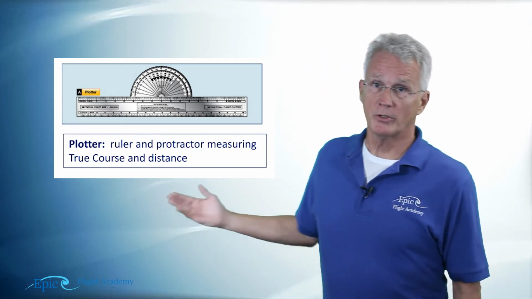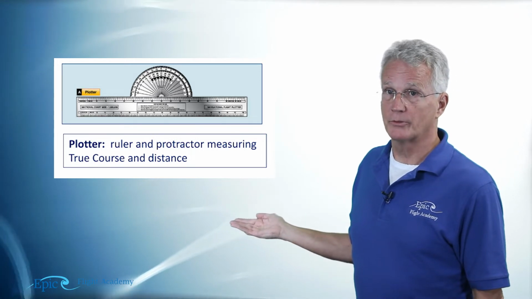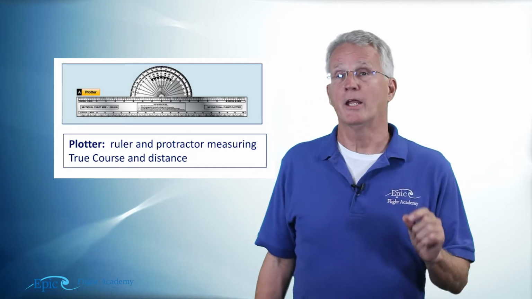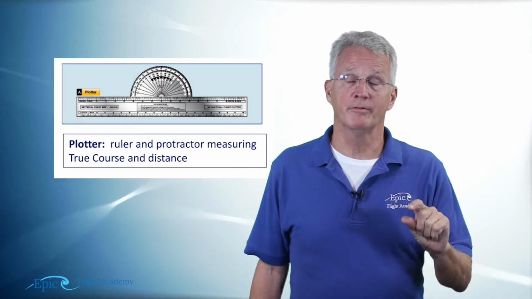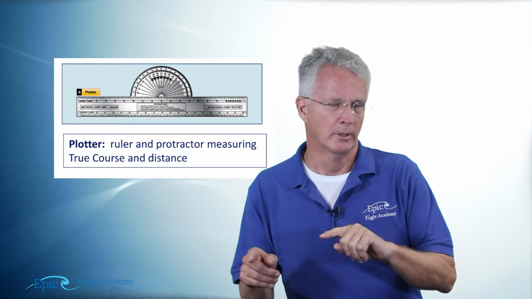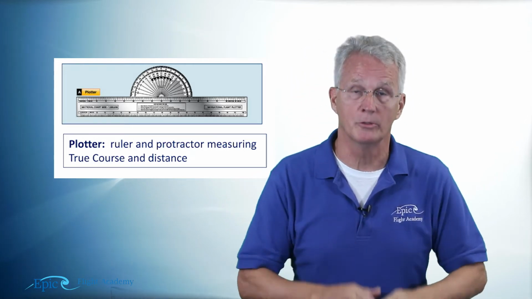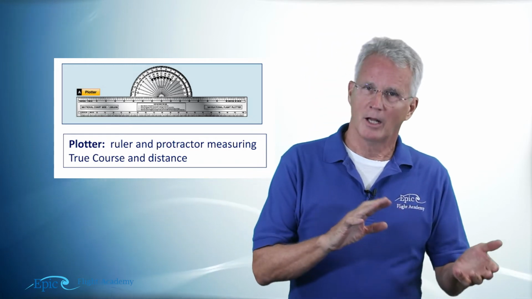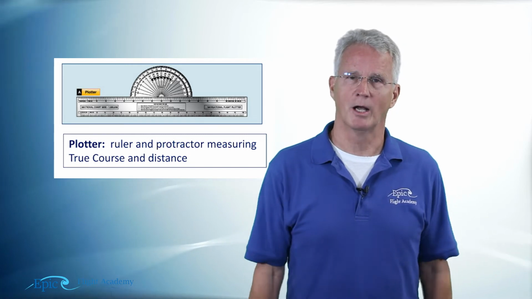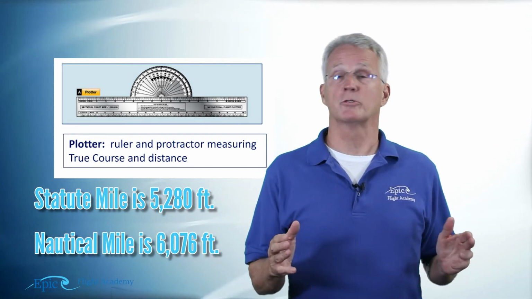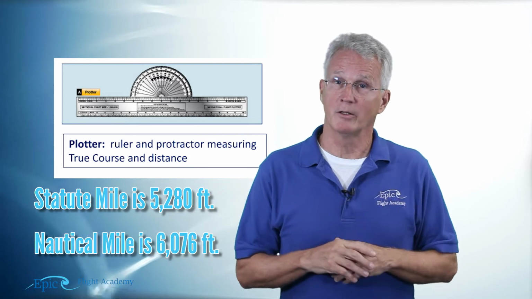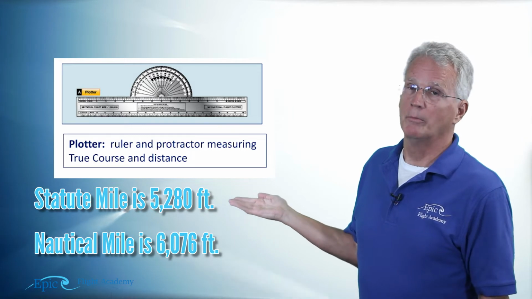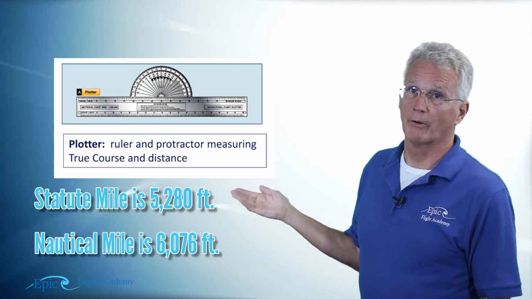Also, most of these plotters have statute miles and nautical miles. Now, you remember from an earlier video, a nautical mile is 1 minute of latitude or longitude. If you said 1 minute of longitude, you are correct. Now, that is a slightly different measurement than a statute mile. A statute mile is 5,280 feet, where that nautical mile is 6,076 feet. So when you look at this plotter, be sure you are using the correct scale.